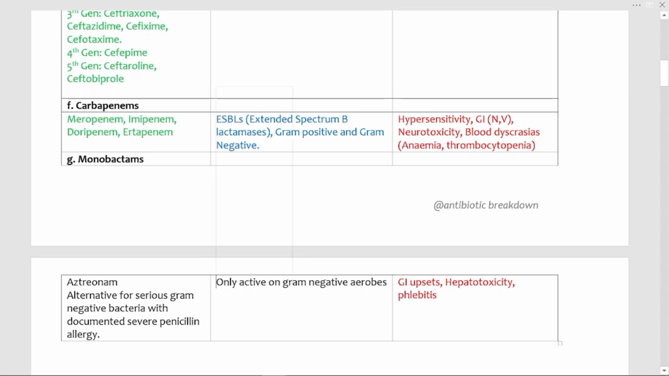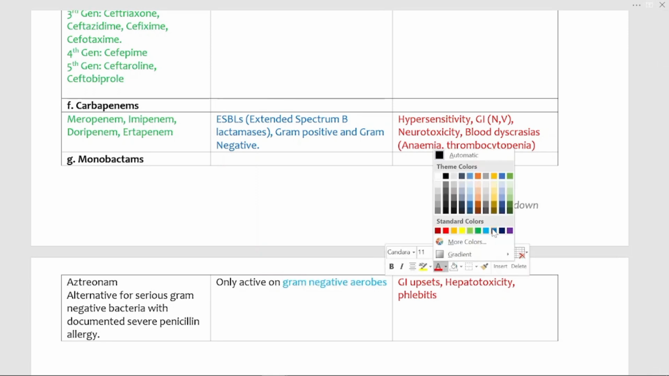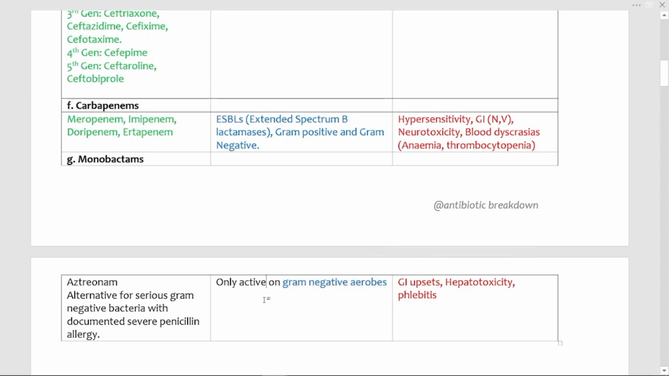Let me just add that it is only active against gram-negative aerobes. They're very good, but they're only active against gram-negative aerobes. And they are always used as an alternative for those clients who have got a severe allergy towards penicillin.